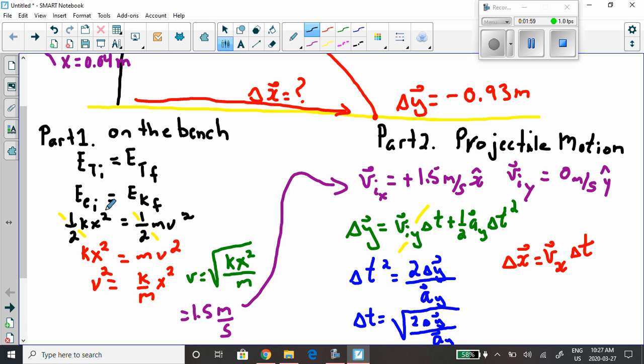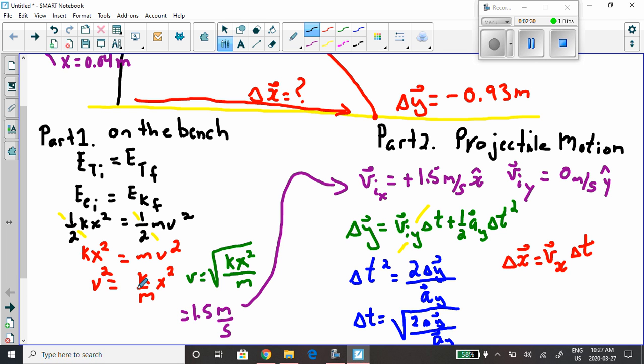What is going to happen? Well, at the end of this, while it's still on the bench, just about to leave the bench, it's now going to be moving. So all of that elastic potential energy has been turned into kinetic energy. So we can write out the expression for elastic potential energy. We can write out the expression for kinetic energy. As I take a look at the expression here, I notice there's a half on each side. They cancel out, and I'm left with kx squared is equal to mv squared.